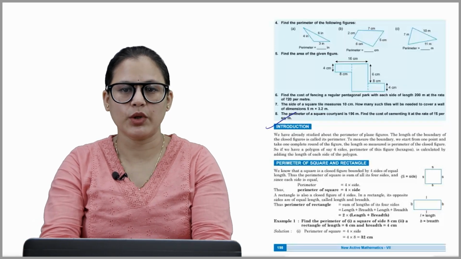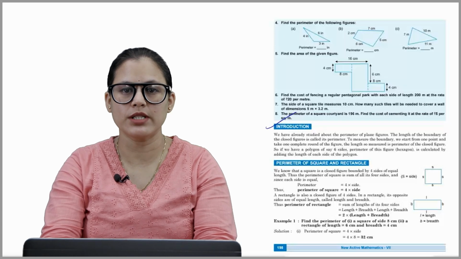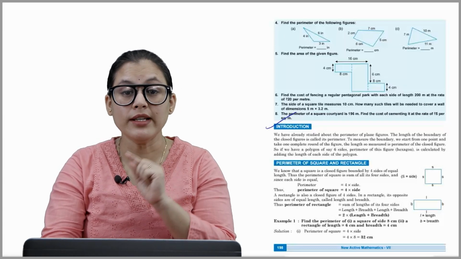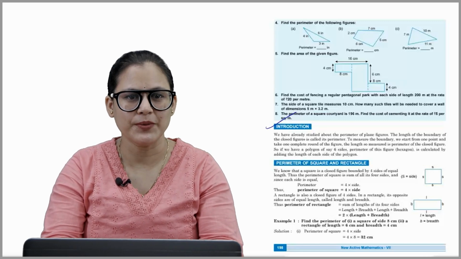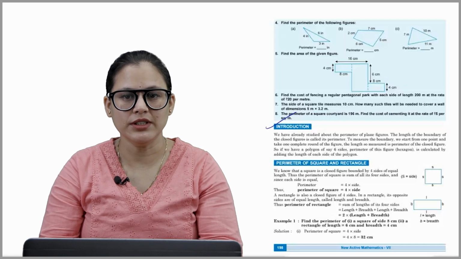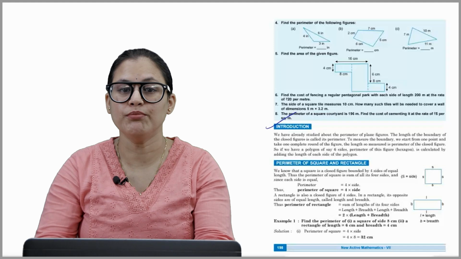We have already studied about the perimeter of plane figures. The length of the boundary of the closed figures is called its perimeter. To measure the boundary, we start from one point and take one complete round of the figure. The length so measured is the perimeter of the closed figure. So, if we have a polygon of say 6 sides, perimeter of this figure, that is hexagon, is calculated by adding the length of each side of the polygon.